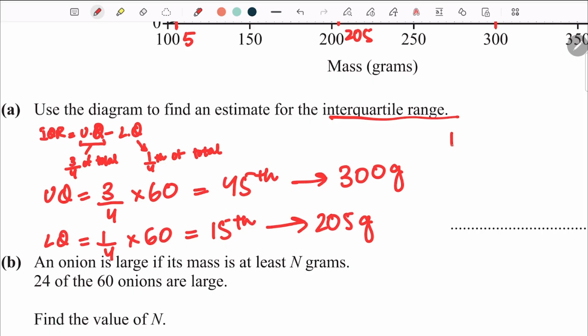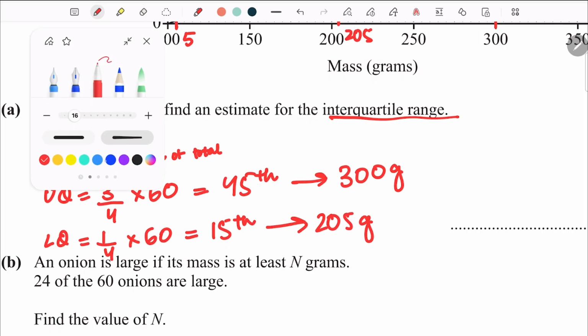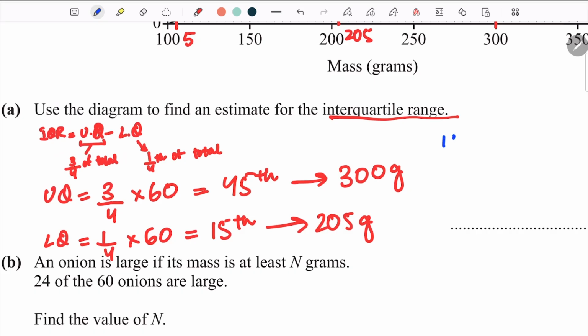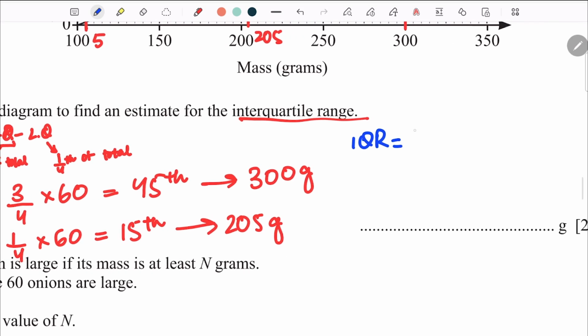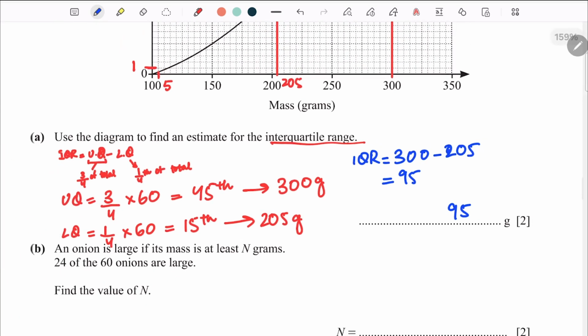Now to find the interquartile range, I'm going to subtract the lower quartile from the upper quartile. That is 300 minus 205, and this is equal to 95. So the interquartile range is 95.